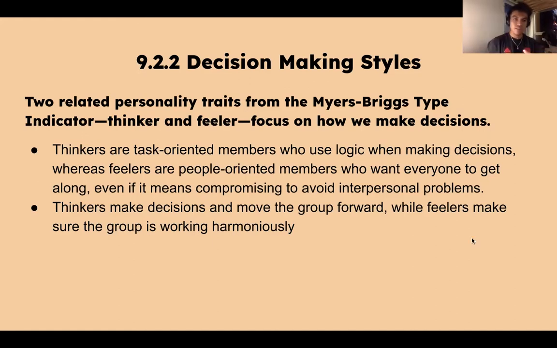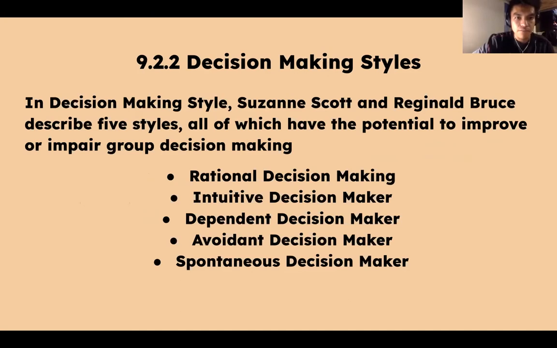And the other type of decision-making styles are the ones listed below, which Suzanne Scott and Reginald Bruce describe, all of which have the potential to improve or impair group decision-making. So rational decision-making is when makers carefully weigh information and options before making a decision. However, they must be careful not to analyze a problem so long that they never make a decision. Whereas intuitive decision makers just trust their gut and go with that.